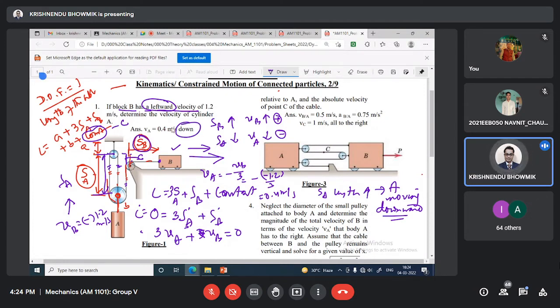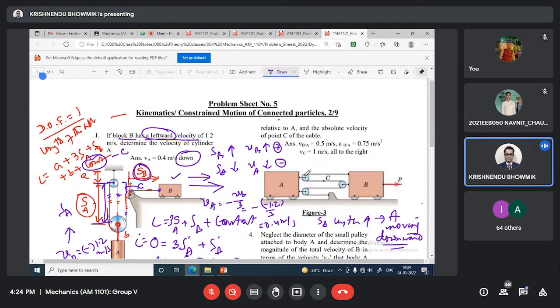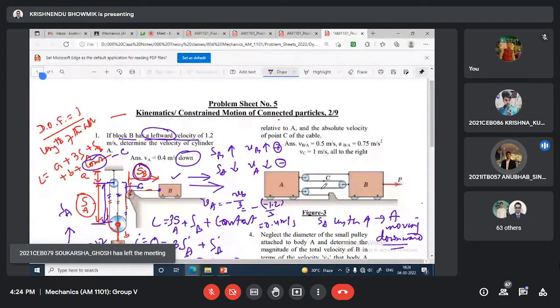So positive negative is related to that only. If you consider this concept, it's fine: if length is increasing, you will use positive; if length is decreasing, then you will use negative. Even without positive negative, somebody can very carefully look into this matter and write which is upward and which is downward. That is also fine for me. Okay, this problem is done. Any doubt? Problem number 1? No, sir. Okay.